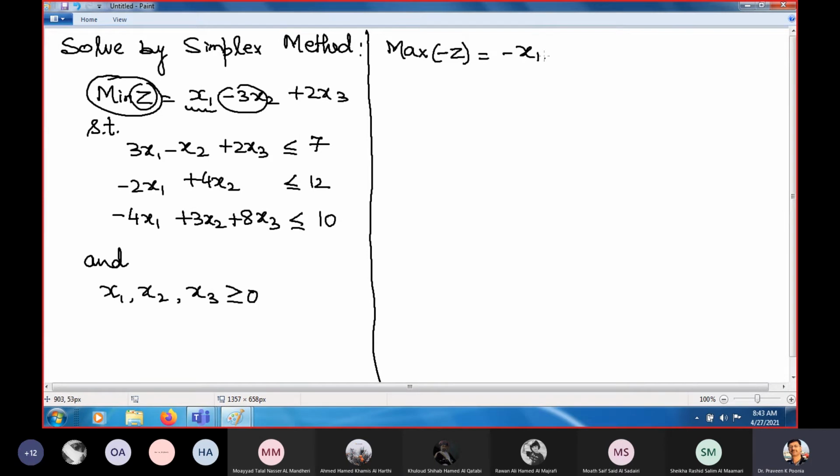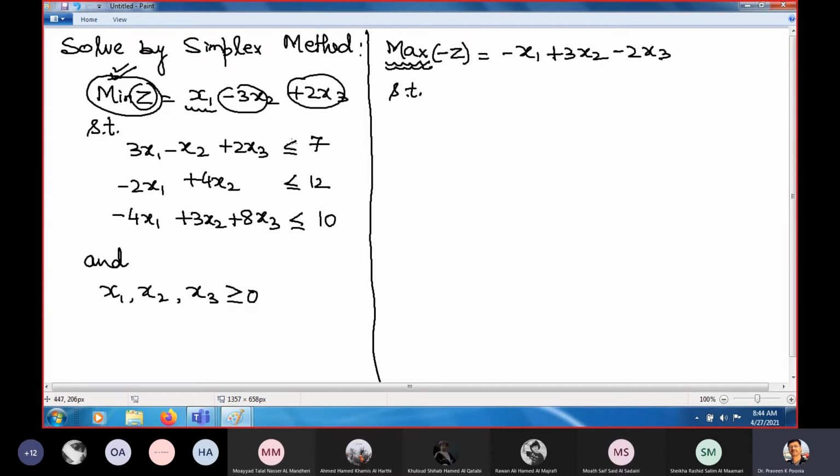Minus 3x2 will be plus 3x2. Plus 2x3 will be minus 2x3. So this is step 1. What is step 1? We change the minimization problem into a maximization problem. What have we done? In place of Z, we write minus Z. Minus Z means you need to multiply by negative. Finish.